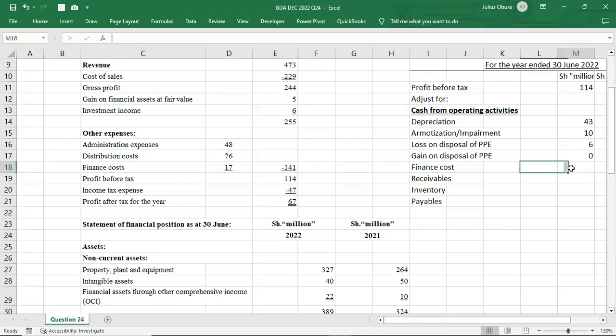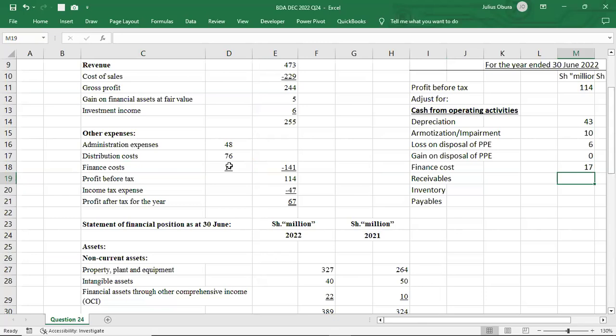17. So this will be equals to 17. That will be 17. That will be 17. So that is everything that we need to have there. Now, from here, there's something you mentioned.